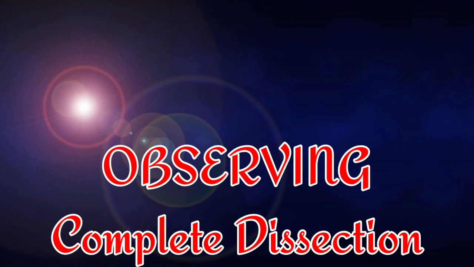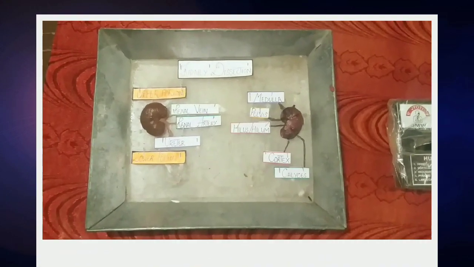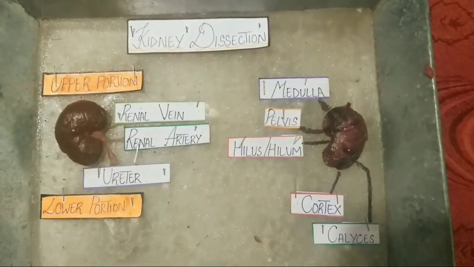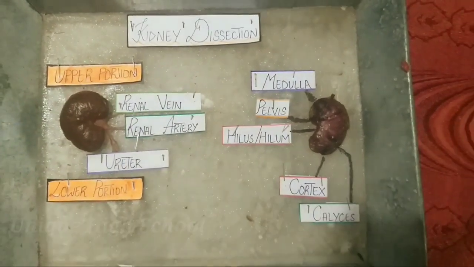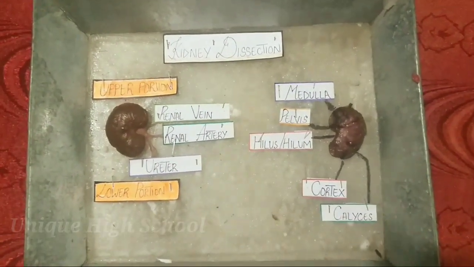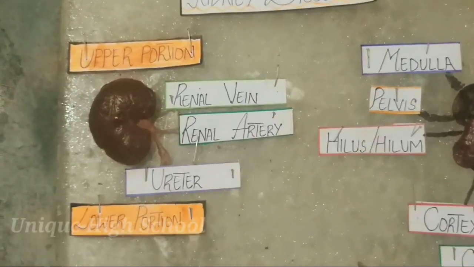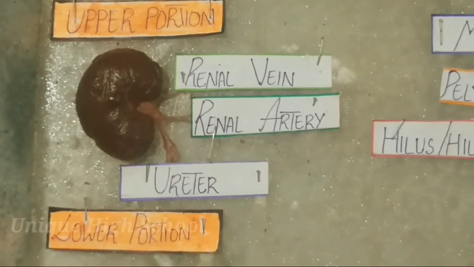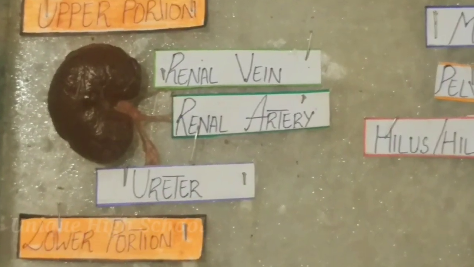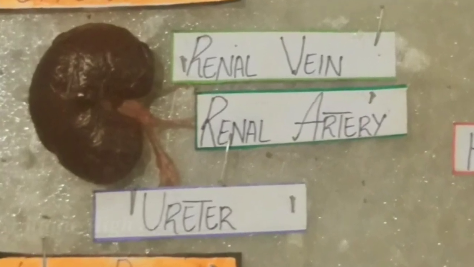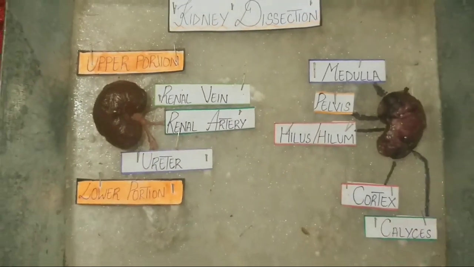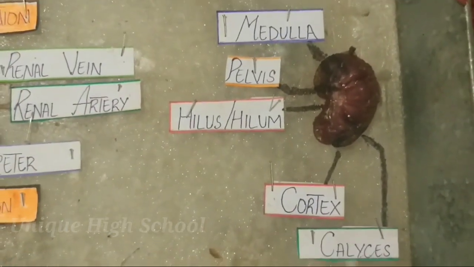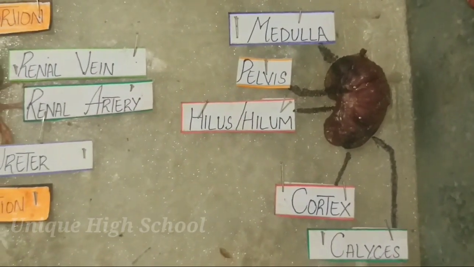Let's observe the complete dissection. This is the complete dissection of the kidney. The left side kidney shows upper portion, lower portion, renal vein, renal artery, ureter. Carefully see that the renal vein, renal artery and ureter are completely differentiated into three different pipe-like structures: renal vein, renal artery, ureter. And the right kidney shows the inner structure: medulla, pelvis, hilus, cortex, calyces.